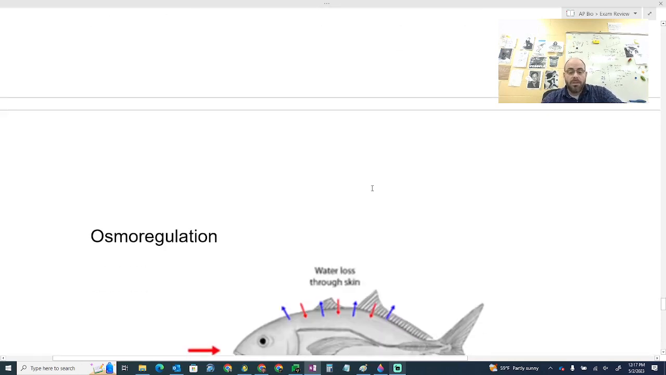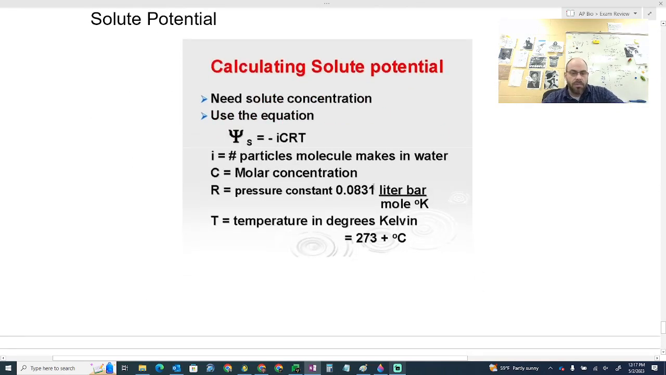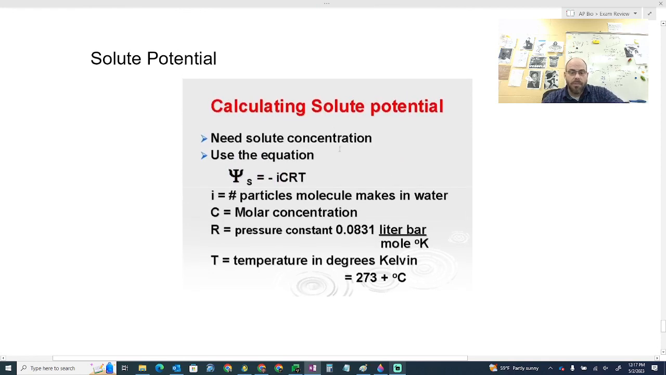Well, how do you get solute potential? I have a formula here. This formula is provided on the AP Bio formula sheet, and this is how you solve it. It starts with a negative every time, so don't leave that out. A lot of students miss it because they leave that negative off.